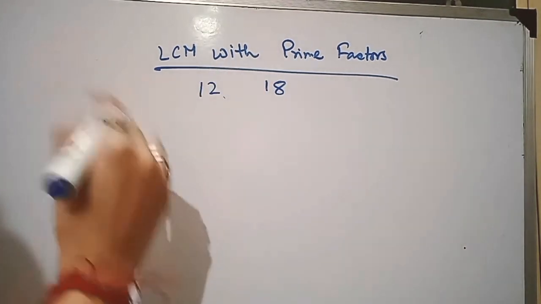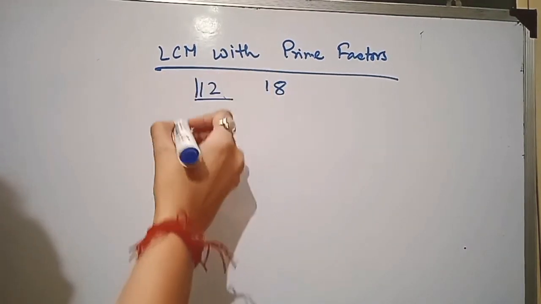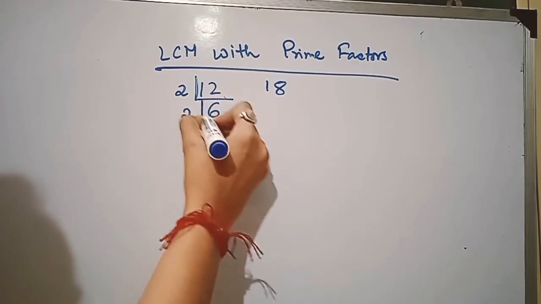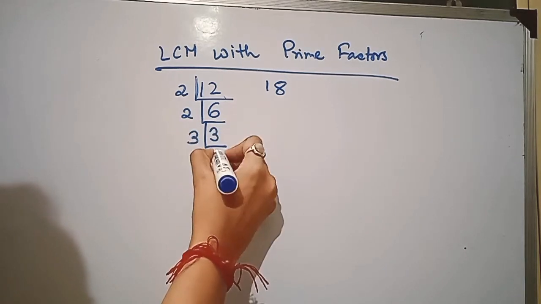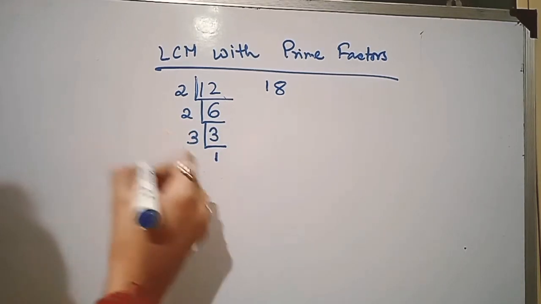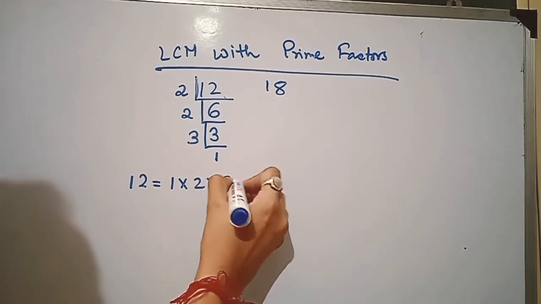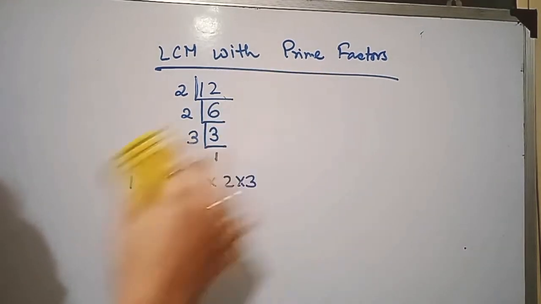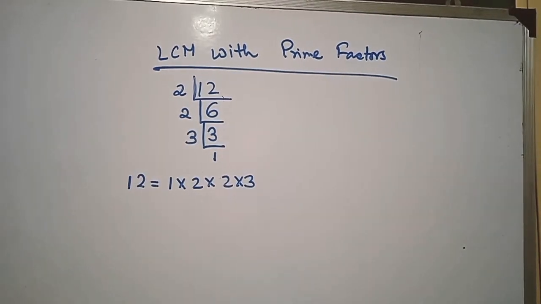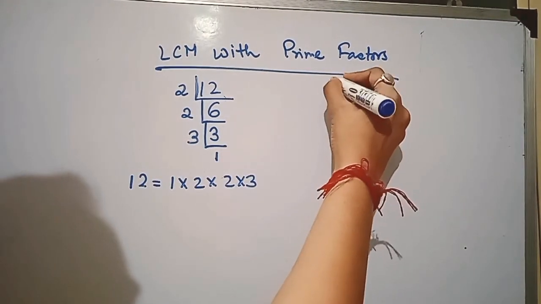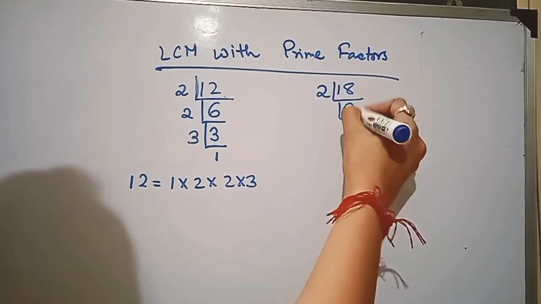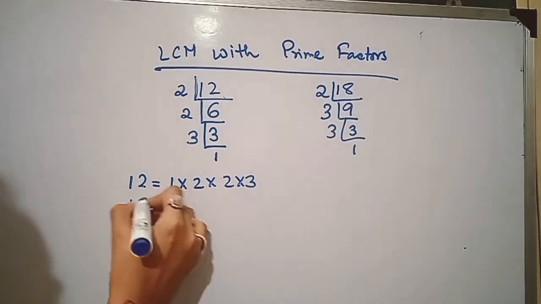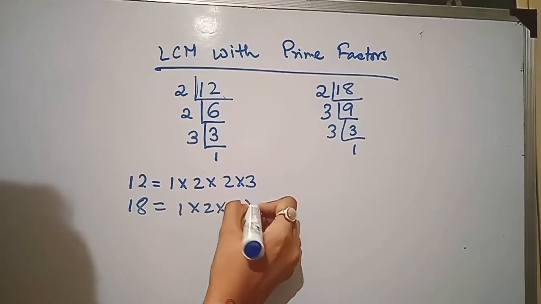To find the factors of 12, we first divide it by 2, we get 6, then 2, 3, 3 and 1. So the factors of 12 are 1 into 2 into 2 into 3. To find the prime factors, we have to divide the number using several prime numbers. So 18, we can divide it by 2, or you can divide it by 3 also. The same result will be there. So these are the factors of 18.